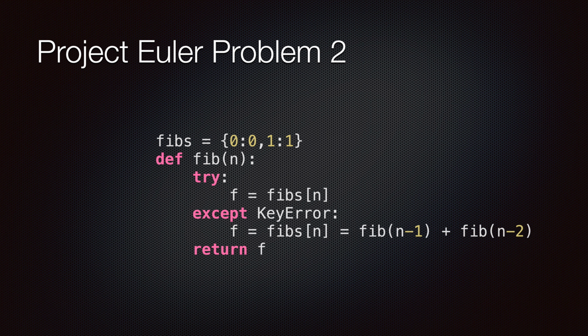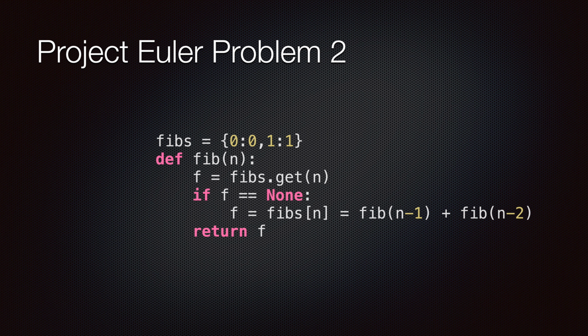And I don't like what we have. Did you know there's another way we can get a value from a dictionary? Get. With get, we don't need the try except because if a key isn't in our dictionary, we'll get a none type. So we would check if f is none, and if it is, compute it.